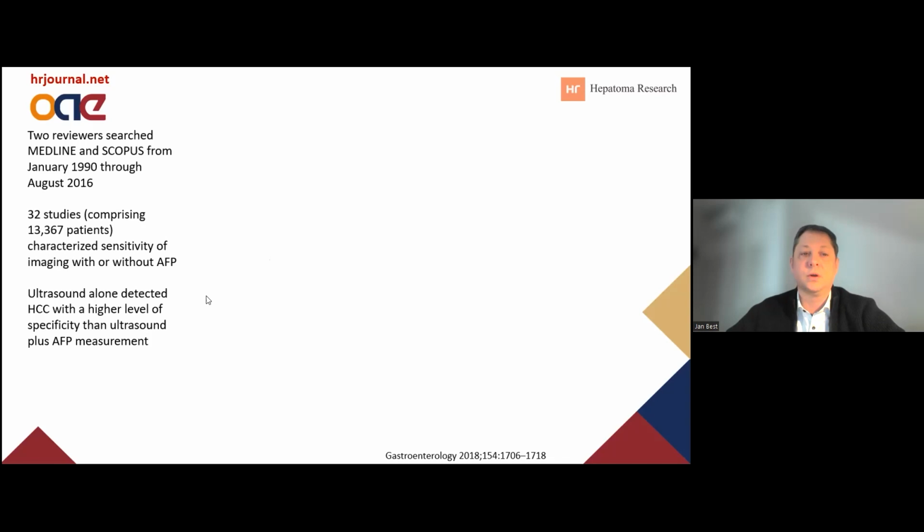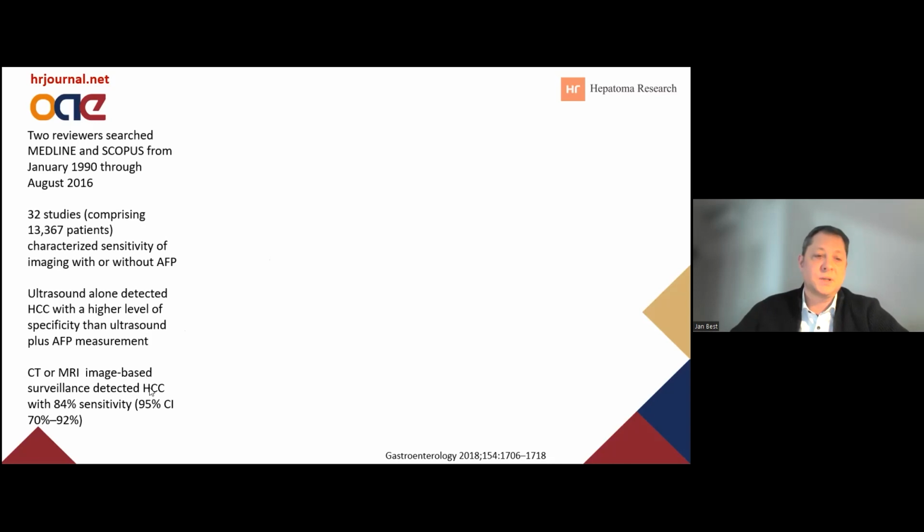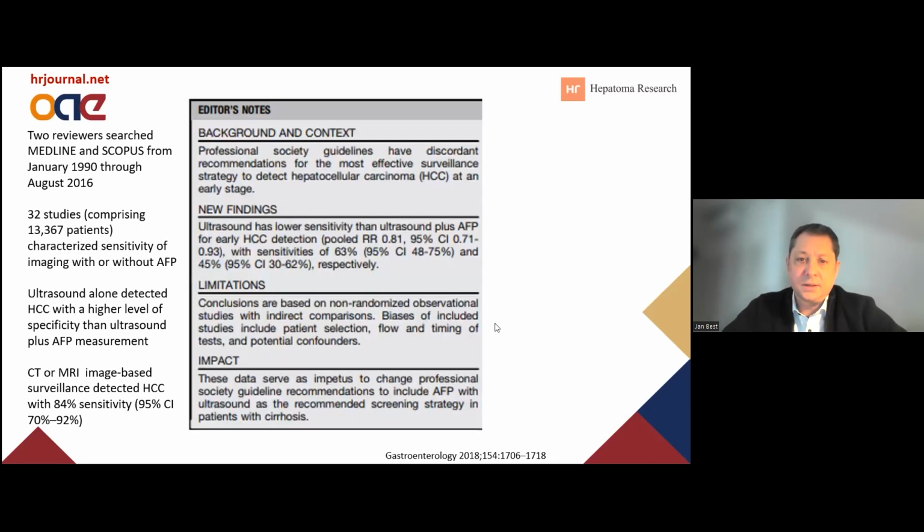the ultrasound alone detected HCC with a higher level of specificity than ultrasound plus AFP measurement though, and CT or MRI imaging-based surveillance detected HCC with 84% sensitivity. So the editor concluded that the finding is very clear that ultrasound has a far lower sensitivity than ultrasound plus AFP. On the other hand, the conclusions are based only on non-randomized observational studies with indirect comparison and a lot of selection biases.